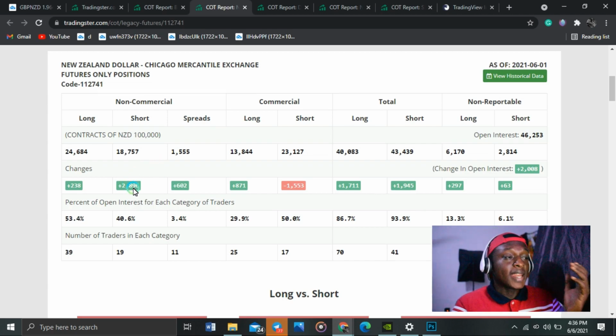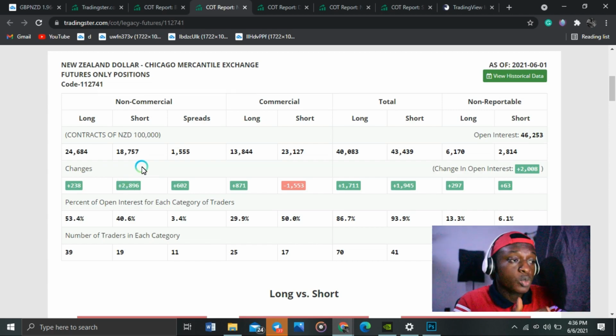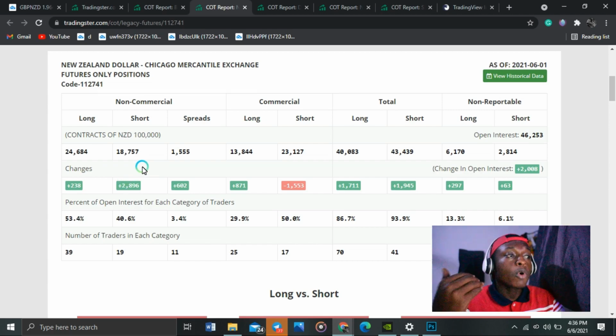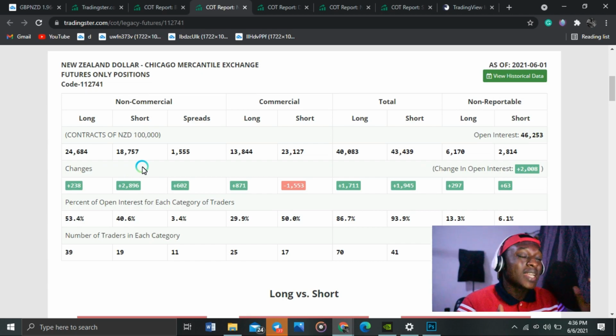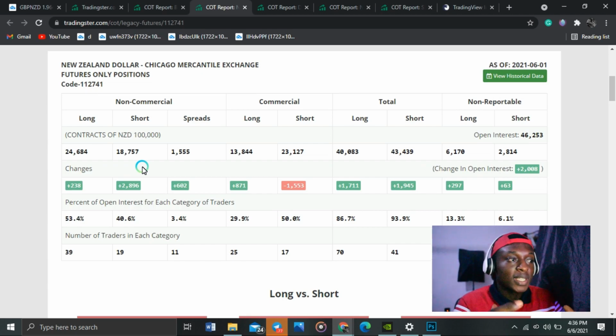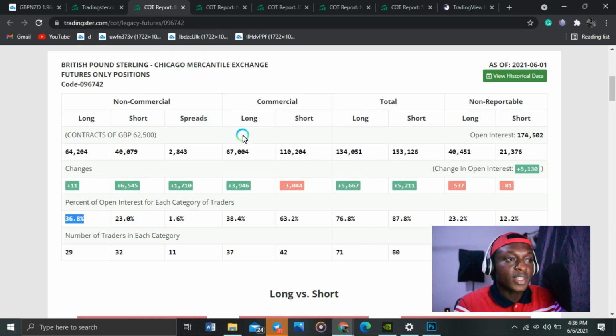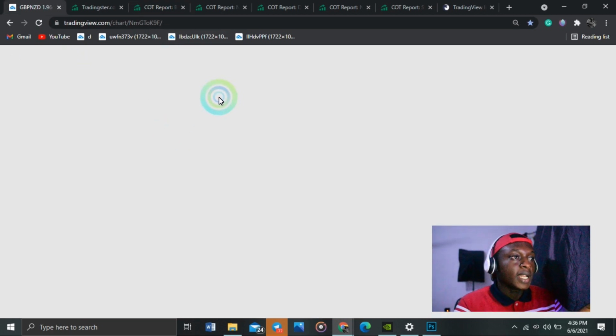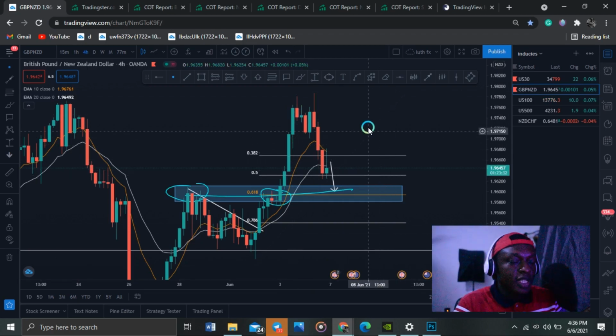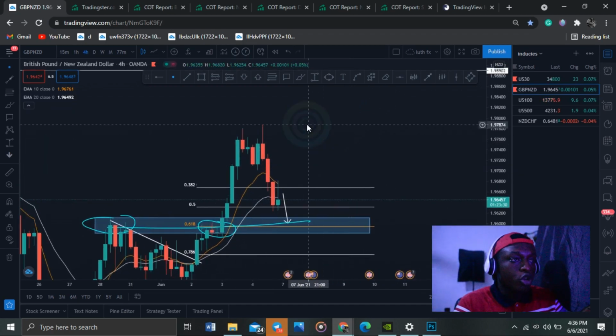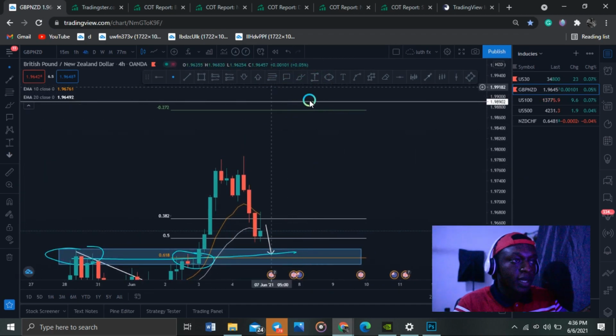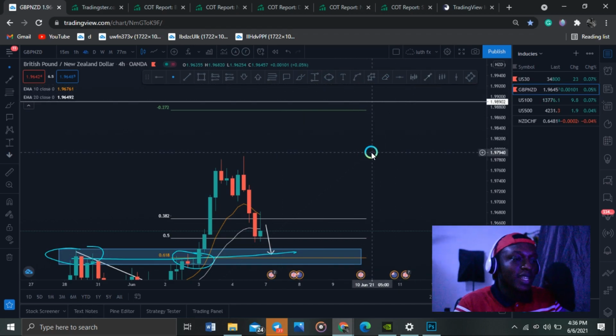Where earlier on we had more longs than shorts, the recent report shows that they are beginning to add more shorts than longs, even though they added a little bit of longs. You can see that gradually the momentum is shifting. The NZD is becoming weaker, whilst the GBP still has its strength. So we can anticipate that this move right here is going to happen.